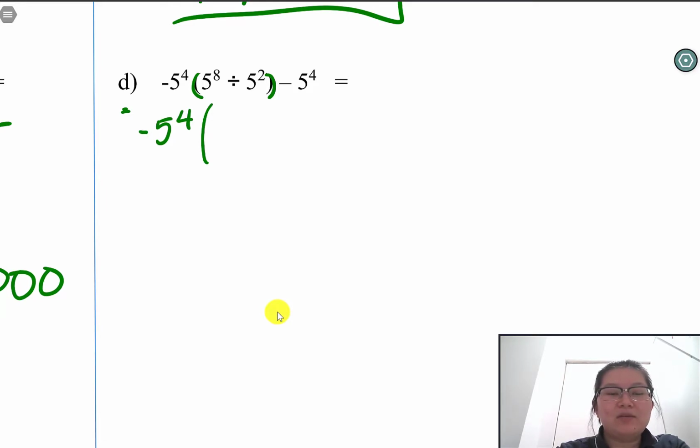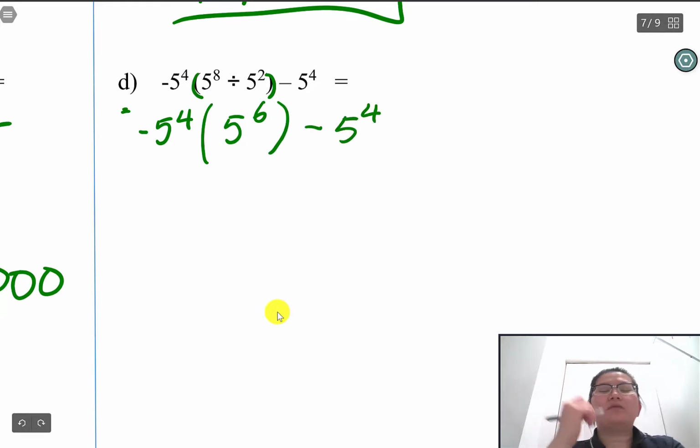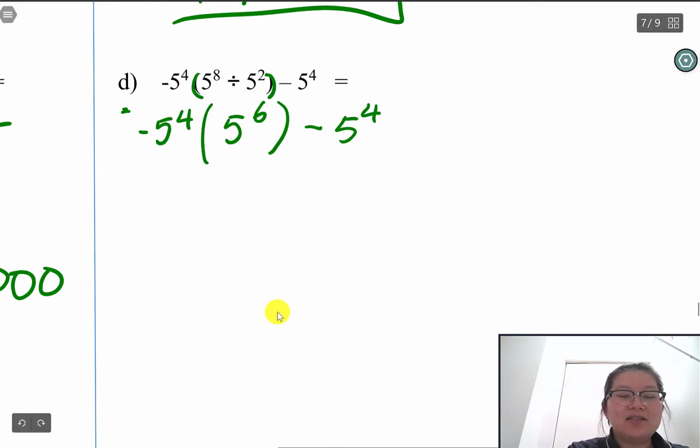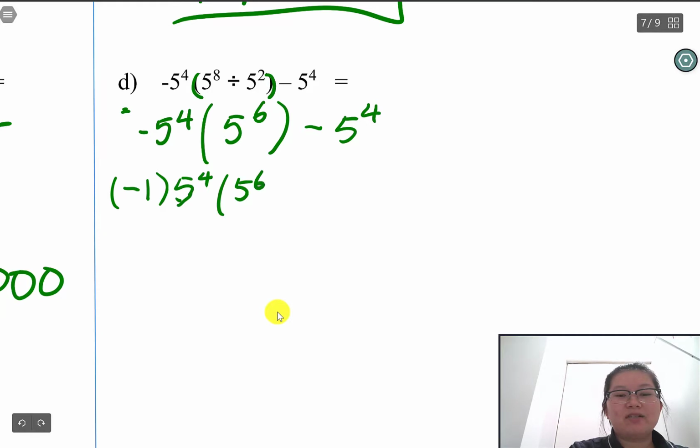And in brackets, I have 5 to the power 8 divided by 5 to the power 2. So I'll take 8 minus 2 since it's division. 5 to the power of 8 minus 2 is 6. And then closing the brackets, minus 5 to the power of 4. Next up, multiplication comes next. And don't forget, this particular power still has a base of 5. That negative sign in front is essentially a negative 1 multiplying 5 to the power of 4. And then we have 5 to the power of 6 minus 5 to the power of 4.